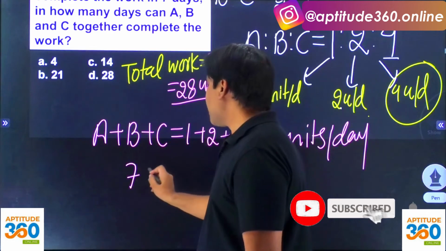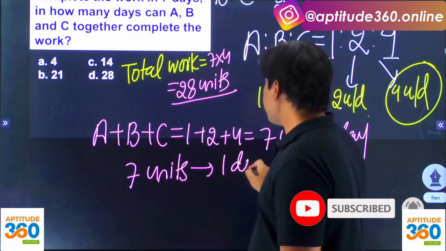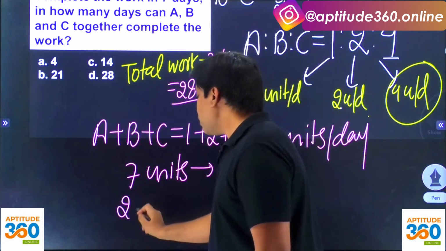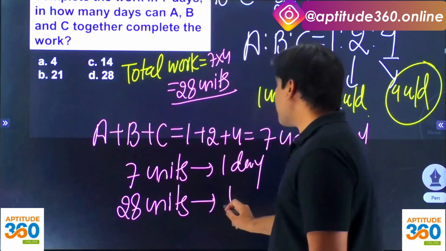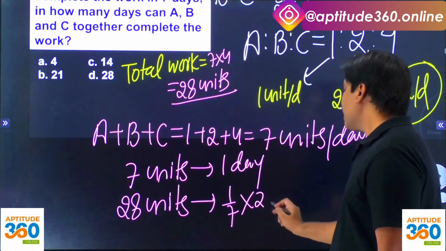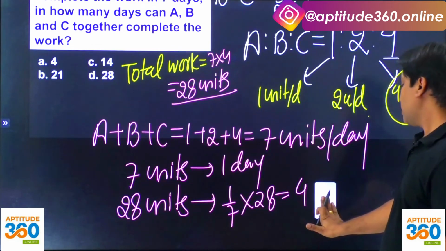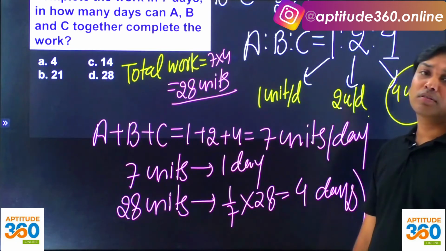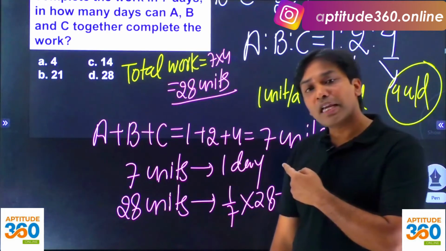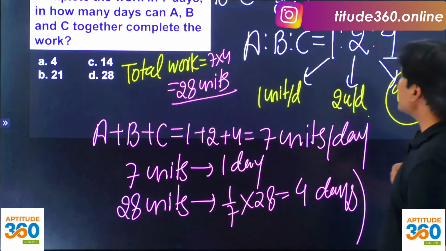So if 7 units are being done in how many days? 1 day. Then the total work, which is 28 units, is being done in how many days? 1 by 7 into 28. The answer is coming out as 4 days. 4 days. Isn't it pretty simple for you to find out? Now you can apply the ratio and check once, the answer will be this only. But what is it that I'm trying to say?